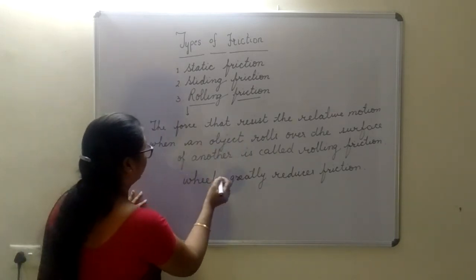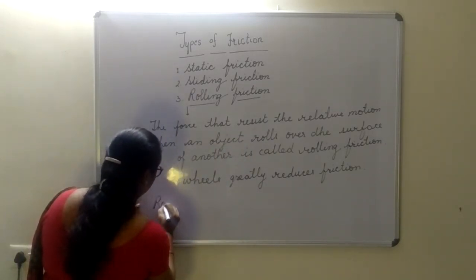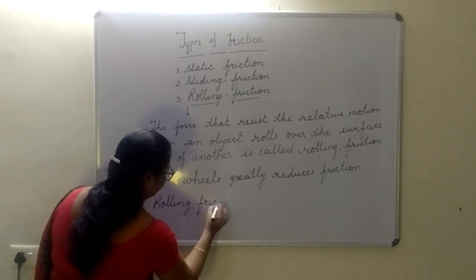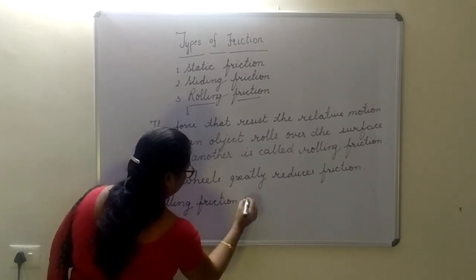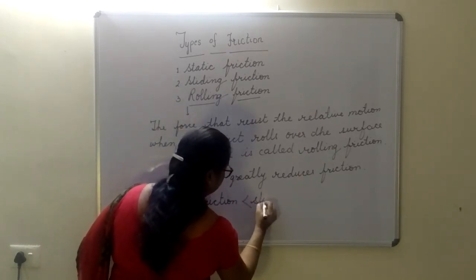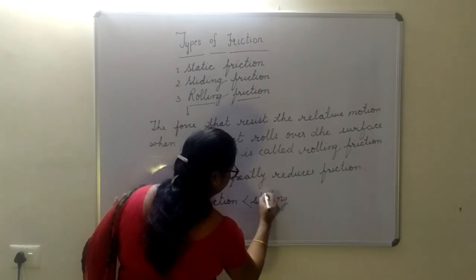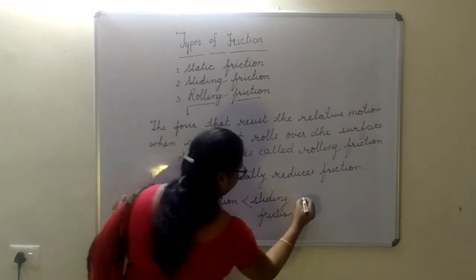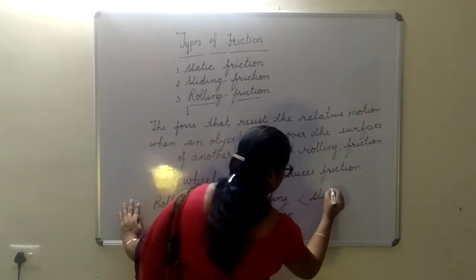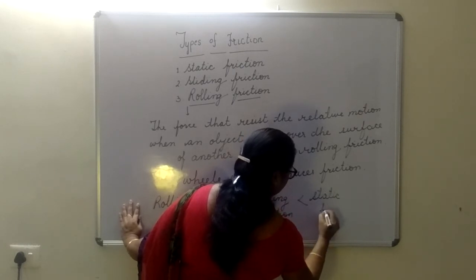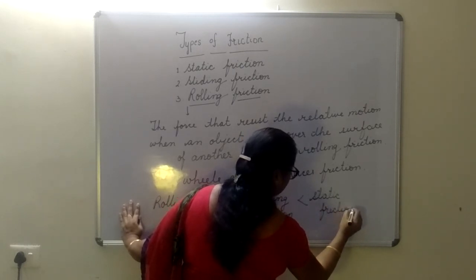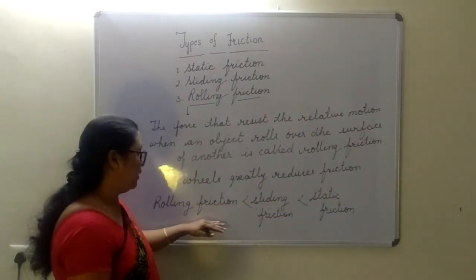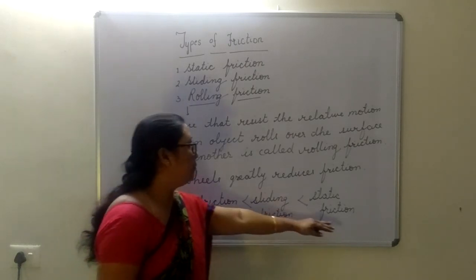So here we can say that rolling friction is less than sliding friction, which is less than static friction. So these are a few examples of why rolling friction is much lesser than sliding friction, which is much lesser than static friction.